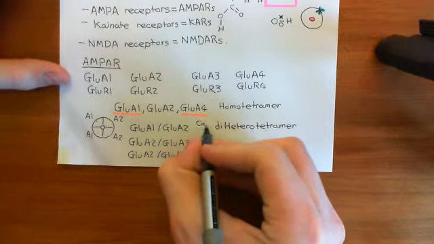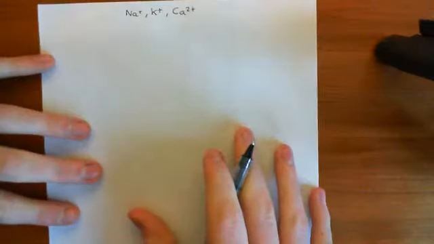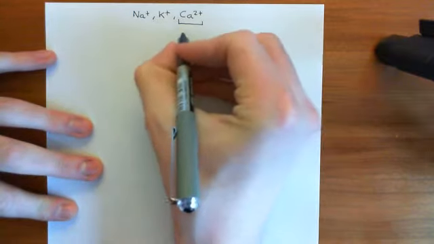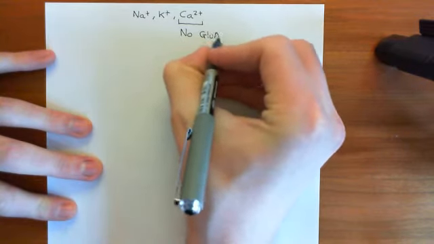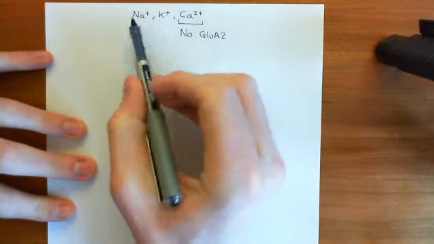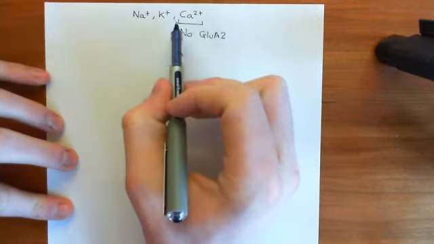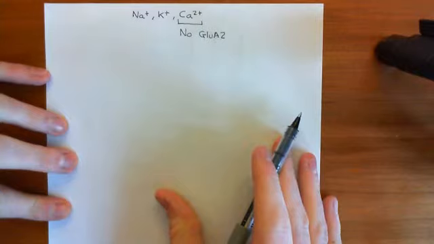The ones that I've highlighted in red are going to be permeable to calcium. So you're permeable to calcium ions, at least slightly, if you do not have a Glu-A2 subunit in. So for this, you need no Glu-A2. Okay, now I want to just discuss what the effect of opening an ion channel that's going to be permeable to sodium, potassium, and potentially calcium is going to have on the electrical potential difference across the cell membrane.